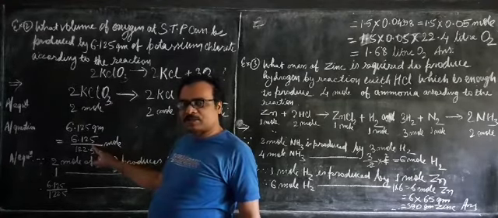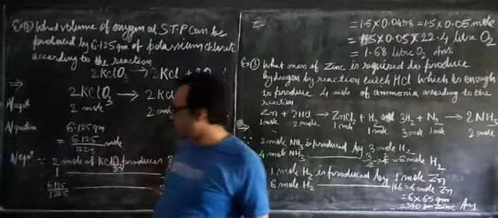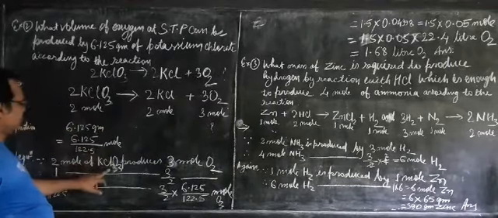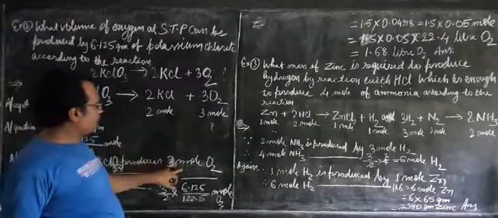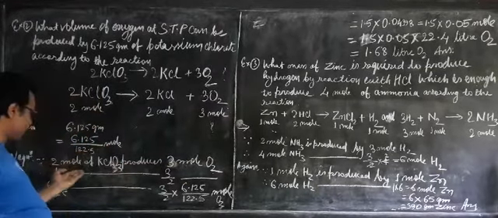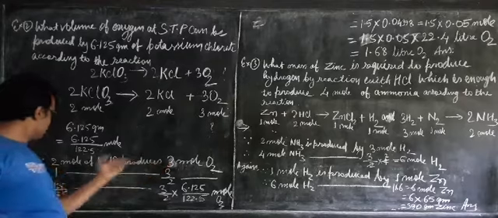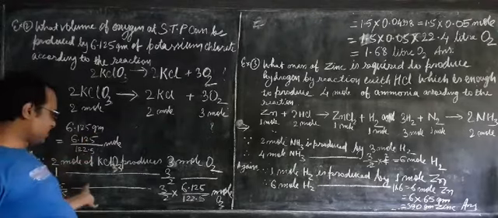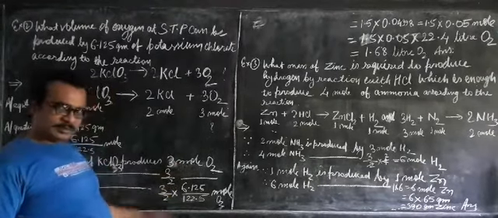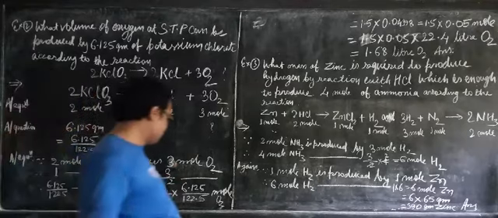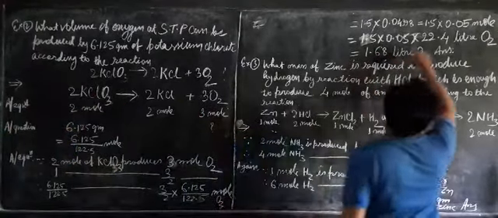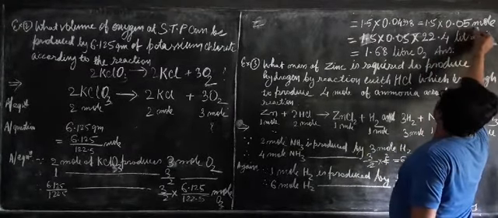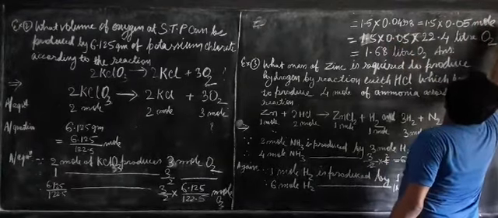So how much oxygen will this number of moles produce? Calculate it according to the equation. 2 mole of potassium chlorate produces 3 mole of oxygen. Therefore, 1 mole of potassium chlorate would produce 3/2 mole of oxygen. That's why this much mole. How much will it be multiplied here? By the unitary method, you know that. Accordingly, we calculate it. After calculation, we are getting 0.05 mole of oxygen.